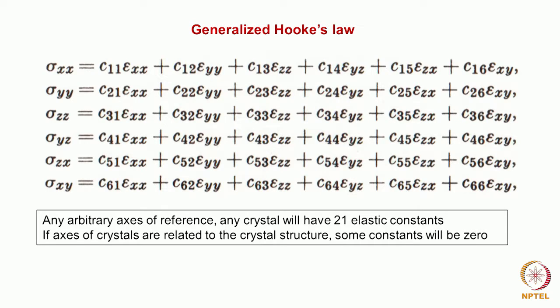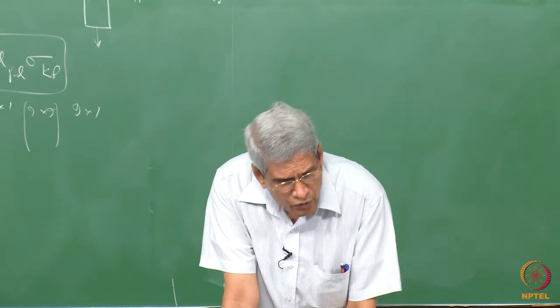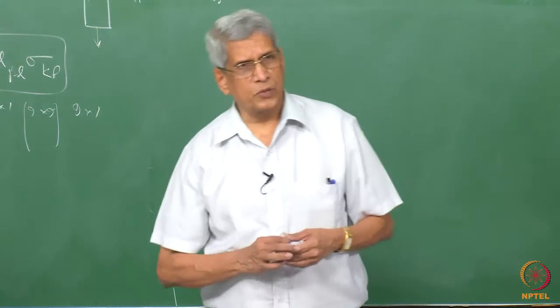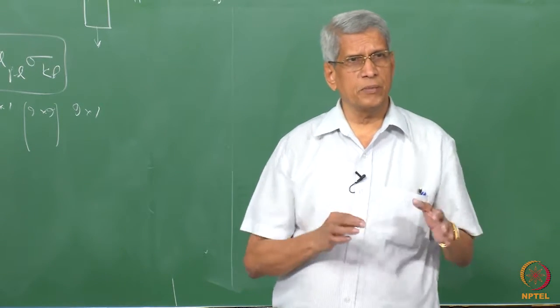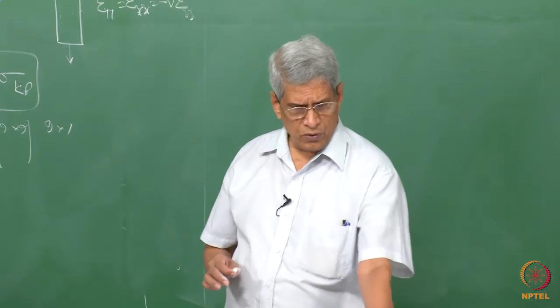If they have to change it to 21, there should be some components which should be equal. How does that happen? Before we go into it, what we have got now is an expression which tells the relationship between stress and strain. So how to relate them?